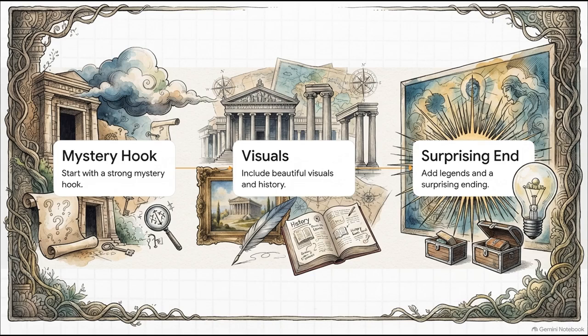The source material explicitly outlines these core ingredients as the absolute best approach for crafting a historical temple explainer. Step 1, you start with that strong mystery hook we just looked at. Step 2, you back it up with beautiful visuals and solid, grounded history. And step 3, you weave in local legends and deliver a truly surprising ending. It's a heavily calculated 3-step formula designed to absolutely maximize viewer retention and engagement.